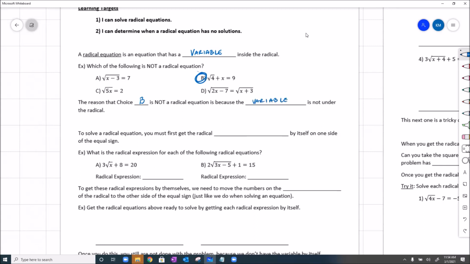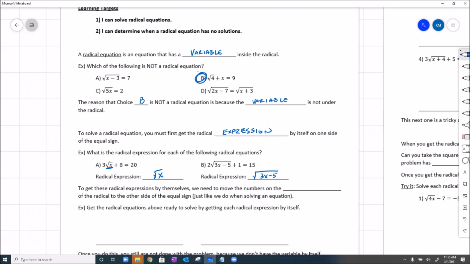To solve a radical equation, you must first get the radical expression by itself on one side of the equal sign. What is the radical expression for each of the following radical equations? As we look at A, we're looking for the thing underneath the radical, where the variable is underneath the radical. So A is radical x. In order to solve this, we want to get radical x on its side first, by itself. B, we'd be looking to get radical 3x minus 5 alone first.